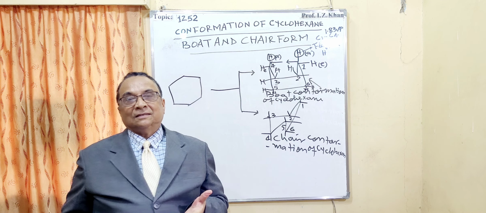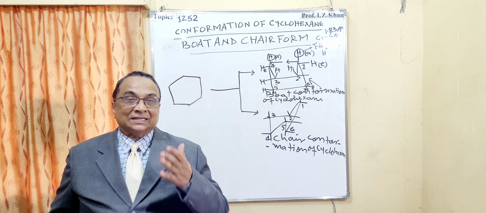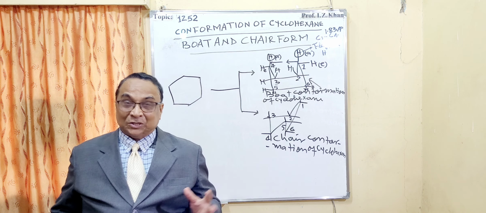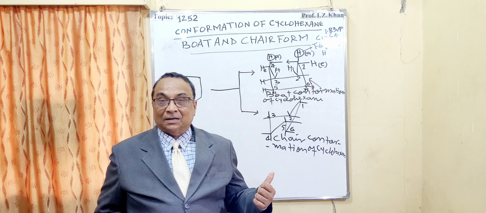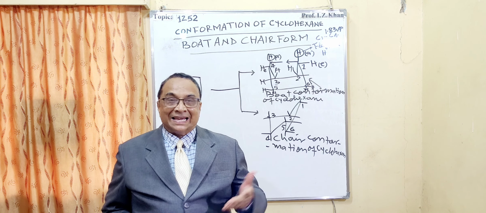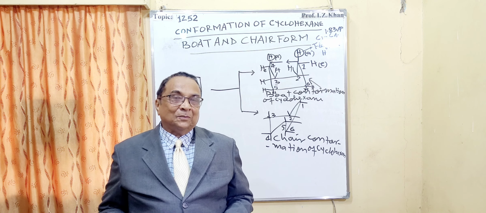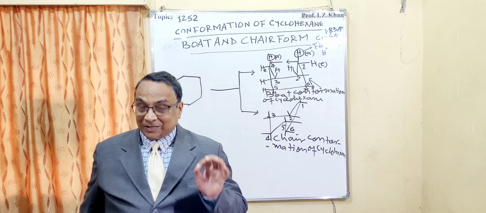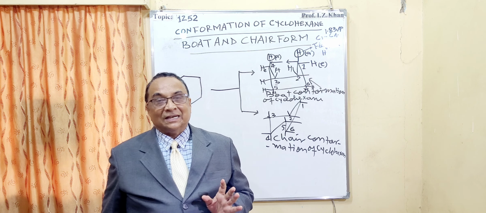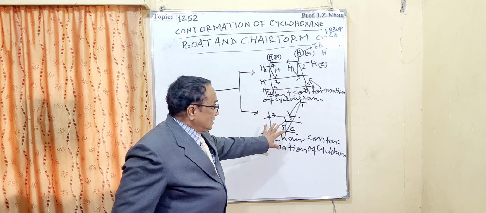And that is the reason why the boat form is unstable, because it has a lot of potential strain, crowding, and the substituents are close. But in the case of the chair form conformation, such torsional strain, angular strain, and substituent strain are not there, because they are a little bit far away in space. So that is the reason why, in cyclohexane, 98% of the conformation is in chair form.